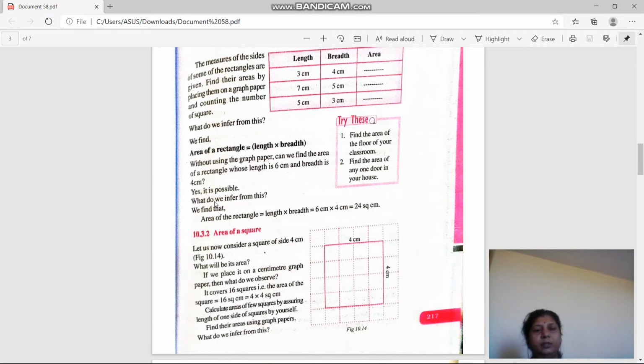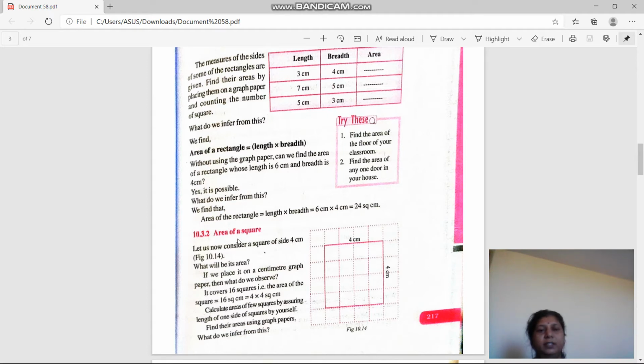Because it is possible, as we got this formula, that area of rectangle is equal to length into breadth. So we can find it with the help of the formula, that is area of rectangle is equal to length into breadth, that is 6 centimeter multiplied by 4 centimeter, that is 24 square centimeter. Okay, always remember area is always in square, whether it may be meter, centimeter or kilometer. Get it?